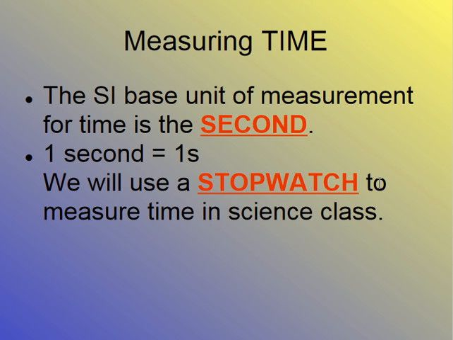Oh, we got one more here. We got time. We're actually going to use time in several different units. And the SI base unit of measurement for time is the second. And 1 second, if I was to write it, I would just write 1s. And we're going to use a stopwatch to measure time in science class. I know some of you who read the measurement reading packets will know that there's a chronometer as well. You could use that, and that's acceptable, but we're actually just going to use a stopwatch here in class.